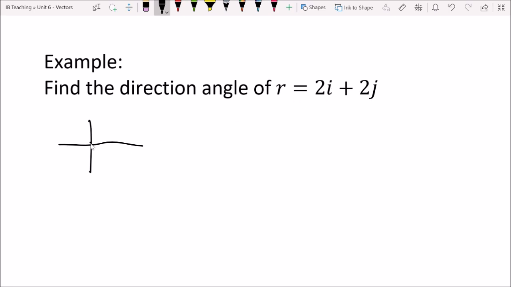This one goes 2 to the right and 2 up. And so I'm going to draw it out like this, 2 to the right and 2 up. And we're asking for the direction angle, the location on the unit circle that is describing that direction. So we're asking for that angle.